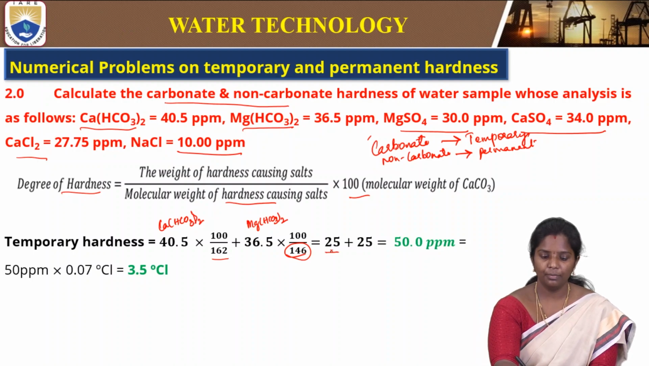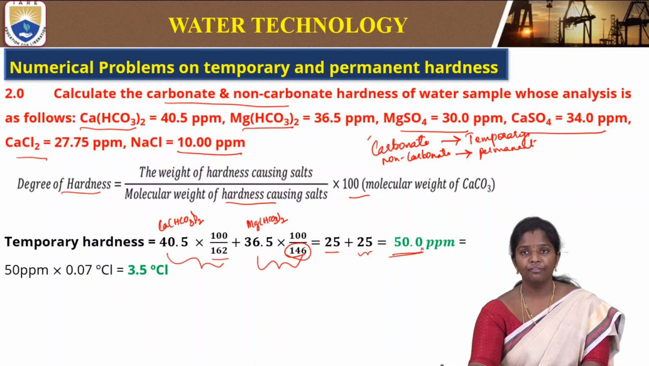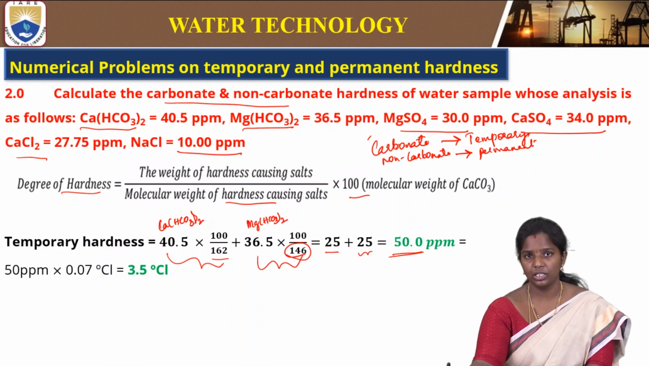And we get 25 for this, and for this also we get 25. 25 plus 25 is equal to 50 ppm. That 50 ppm we have to convert into degree Clerk.